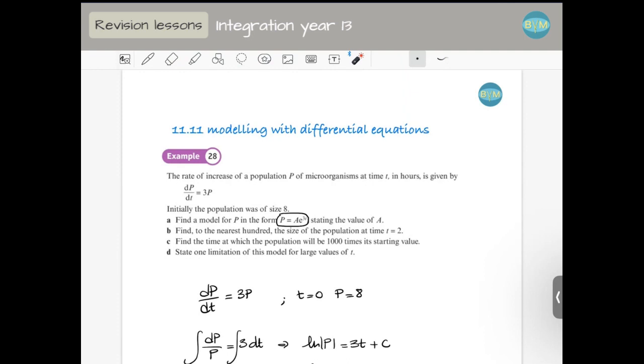So this is everything you have in the chapter, which is a lot. I would like to do one exam question about differential equations, just to show you one question.